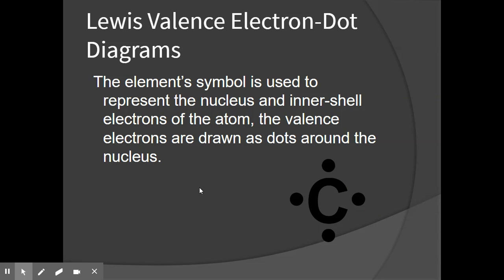Another way that we symbolize electrons in elements is what's called the Lewis valence electron dot diagram. You've learned in the past that valence electrons are the ones responsible for bonding. So a lot of the time when we're looking at the behavior of elements, especially in regards to bonding and reactivity, we just care about the valence electrons. With this Lewis dot diagram, we use the element symbol to represent all of the core electrons, so all of the non-valence ones, and then we draw dots around the element symbol to show the valence.